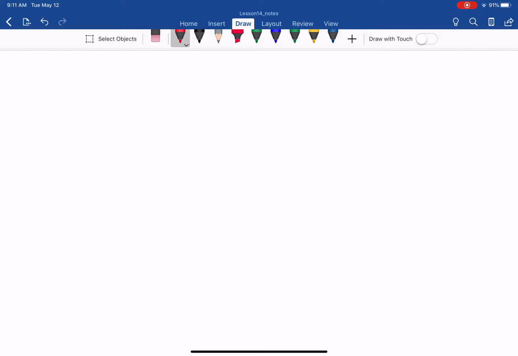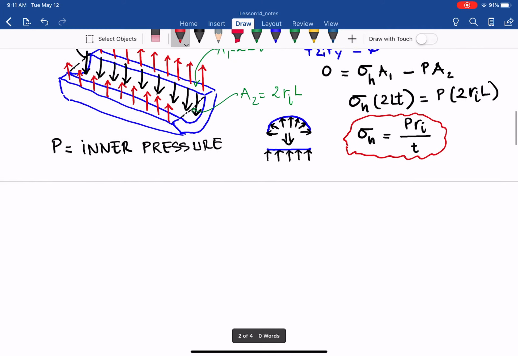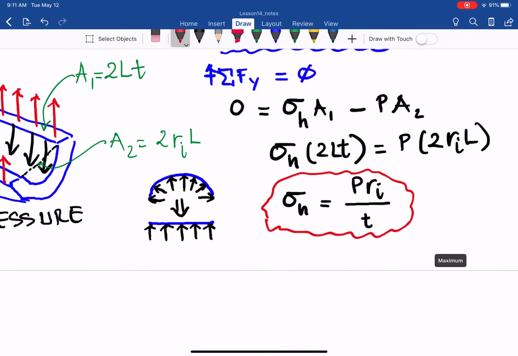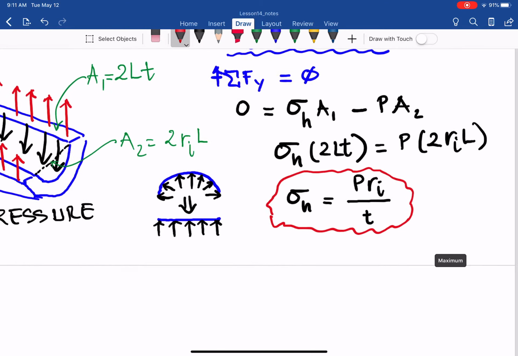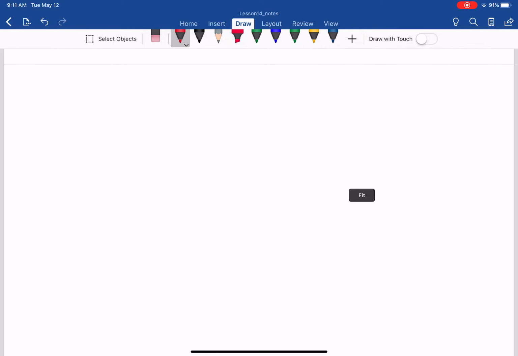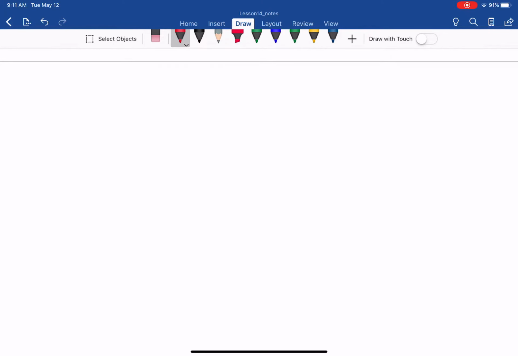Let's continue with the cylindrical single pressure vessel. In the previous one, we determined the hoop stress, which is sigma 1, and the equation is P times Ri over T. And now we want to investigate the second type of stress, which is the longitudinal stress of this cylindrical tank.